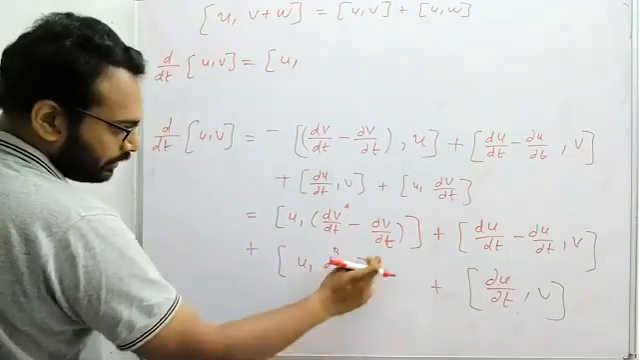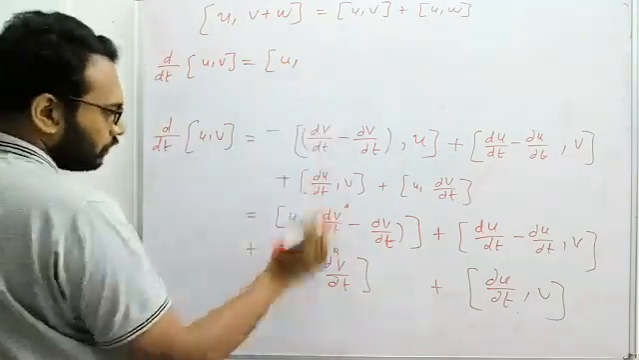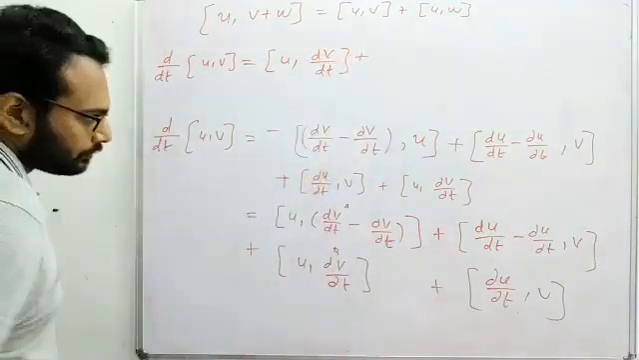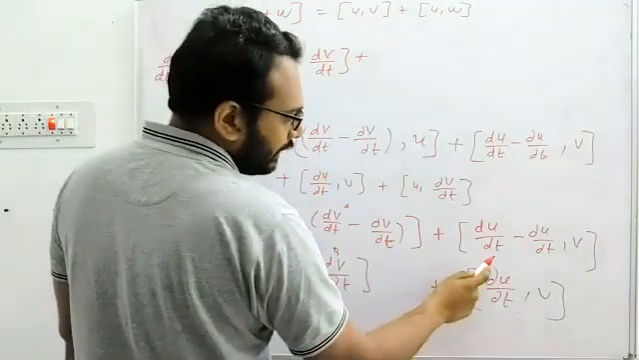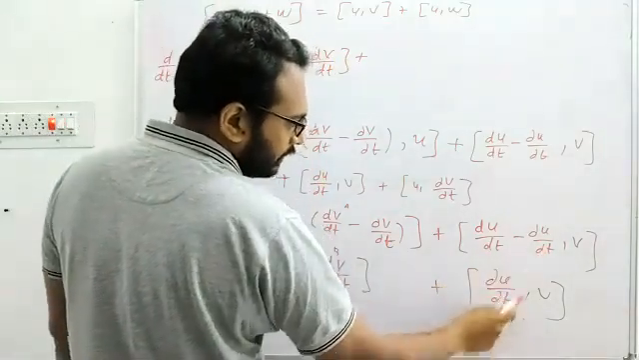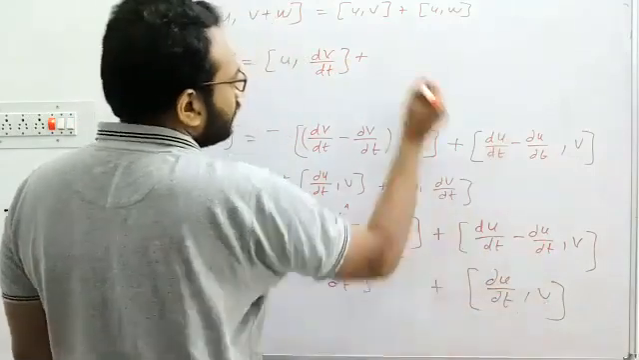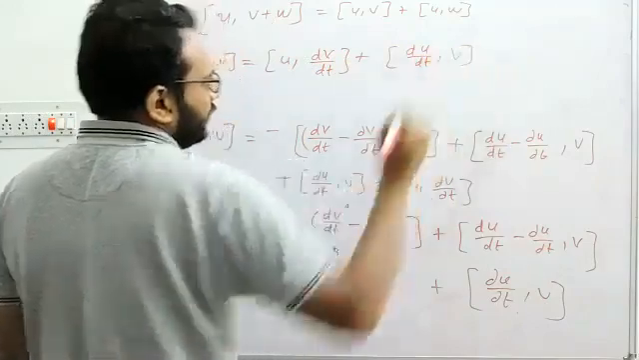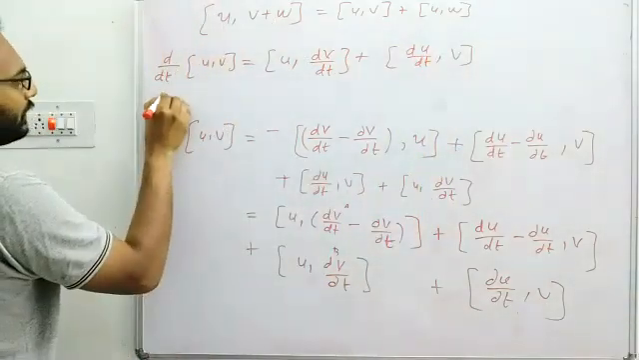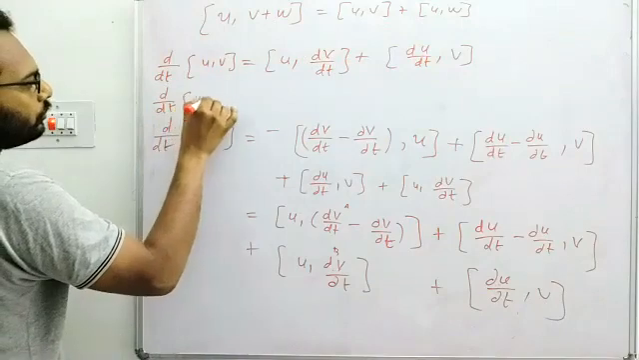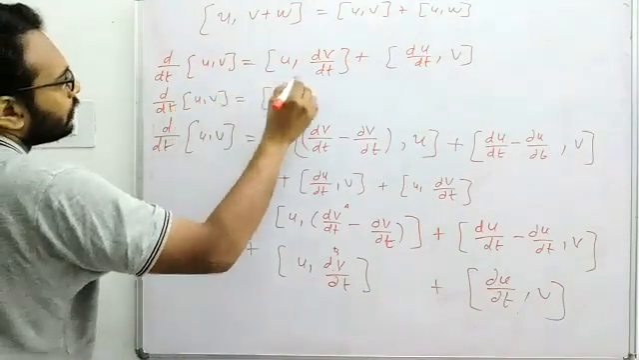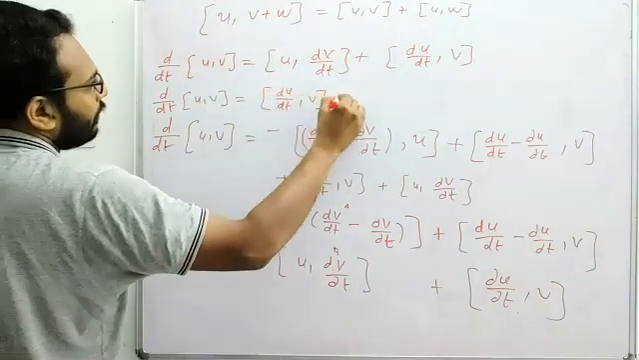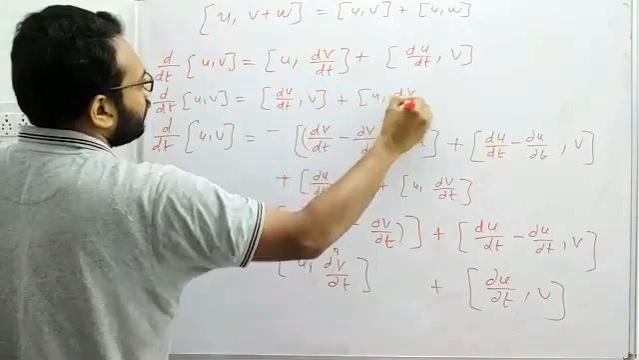Okay, so this ∂v by ∂t and this ∂v by ∂t will cancel. What you have is u comma dv by dt plus, okay, this is du by dt minus ∂u by ∂t plus ∂u by ∂t. So these two terms also get cancelled. So this is simply du by dt comma v, right? So we have actually proved that d by dt of u comma v is equal to du by dt comma v plus u comma dv by dt.